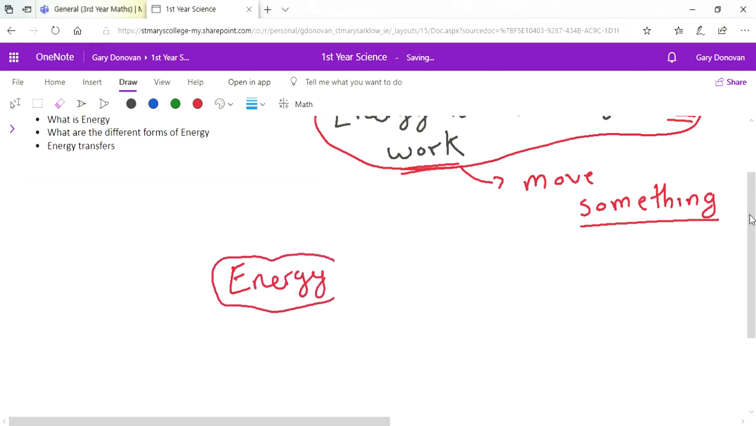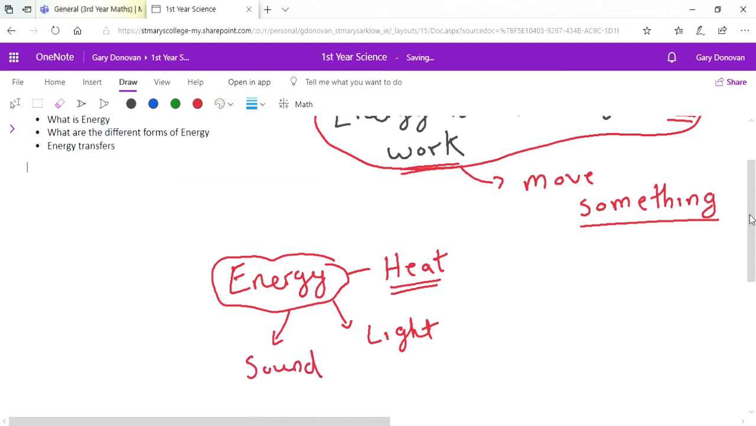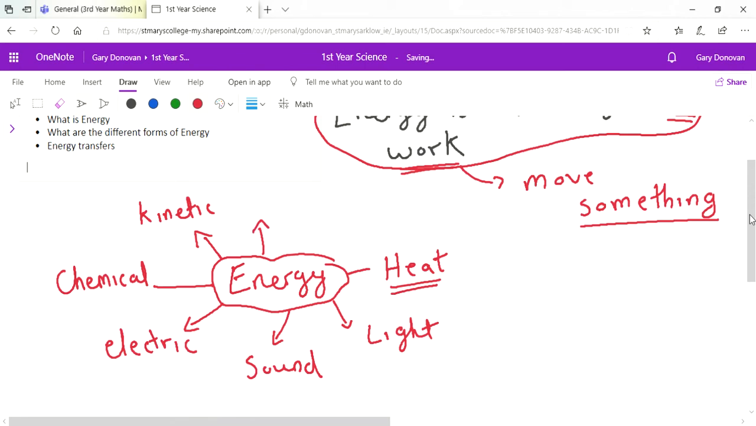So what are the different types of energy? Well, one of the types of energy is heat. When something has a higher temperature, or when something is hot, it has a lot of energy. It has heat energy, which is a kind of stored energy. Another type of energy would be light. Another type of energy would be sound. Electrical energy is another one. We also have chemical energy. We have something called kinetic energy. And we have something called gravitational energy. And I think there's one more, there's elastic energy.